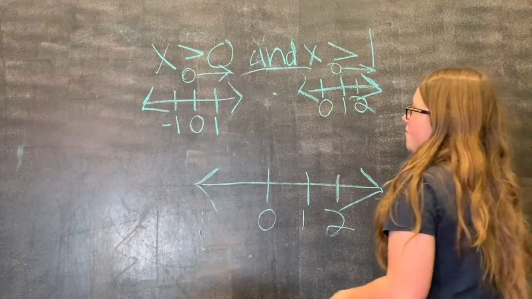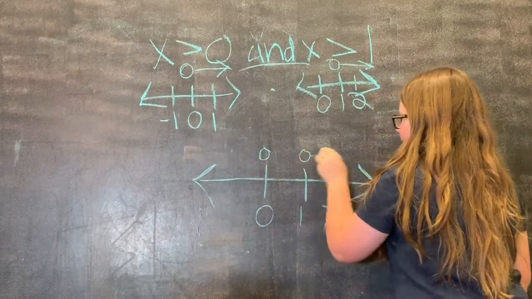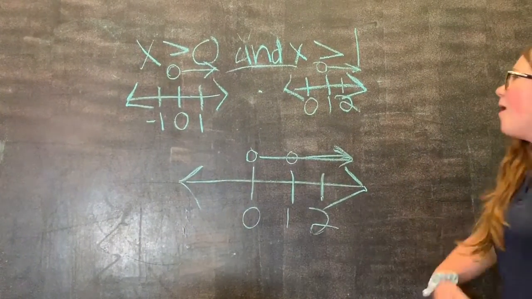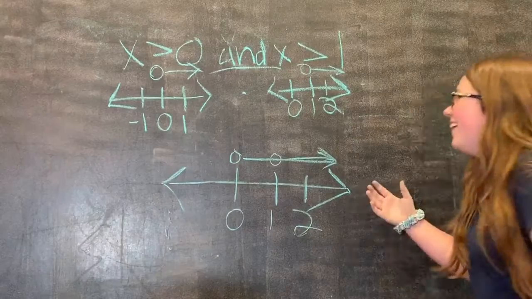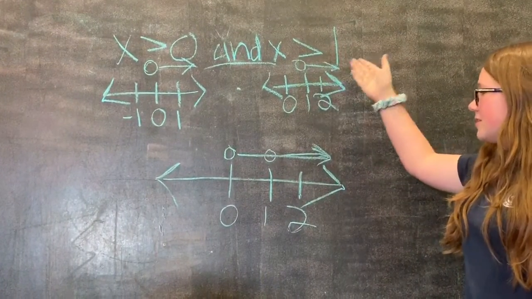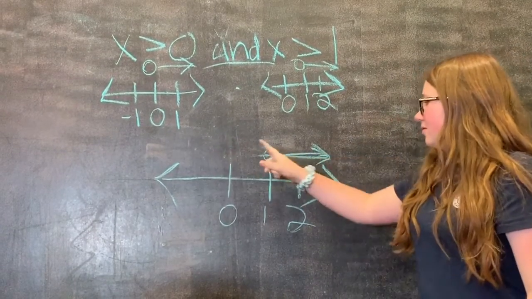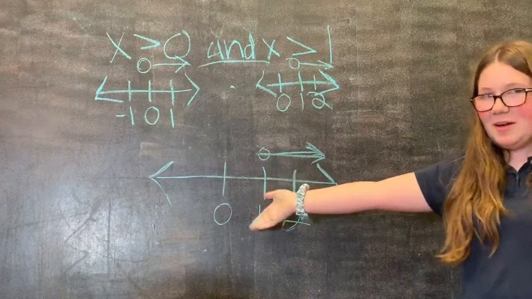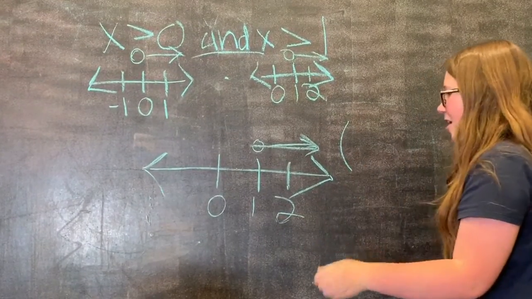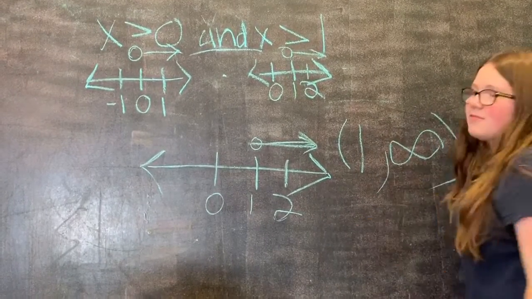And next we have our second inequality. So you would think, oh yeah, this is our final answer, but it has to satisfy both of these equations, and so this would be your final answer because that would satisfy both of the equations. And so your interval notation would be 1, infinity.